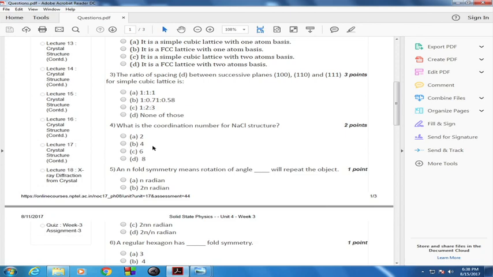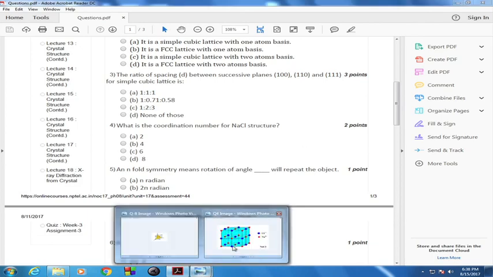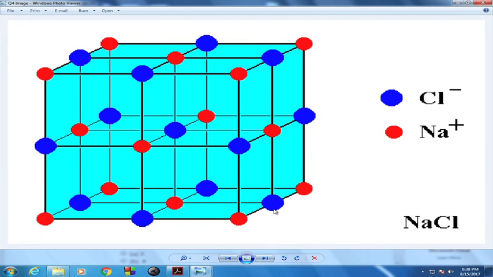What is the coordination number of sodium chloride? What is the coordination number of sodium chloride structure? Here also it will be better if you see the image. Okay. Coordination number we know that is the number of nearest neighbors.